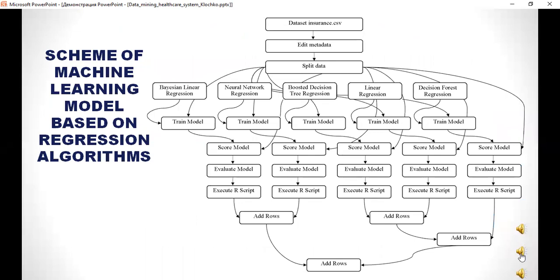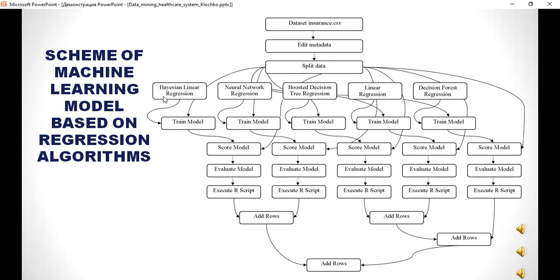The scheme of the machine learning model based on the regression construction algorithm is presented in the figures. Let's discuss and describe the model presented. In the dataset block, you need to load the data for the further process. The edit metadata block allows you to edit metadata by selecting columns from the dataset. The split data block divides the rows of the dataset using the settings into two different sets for training and model testing.